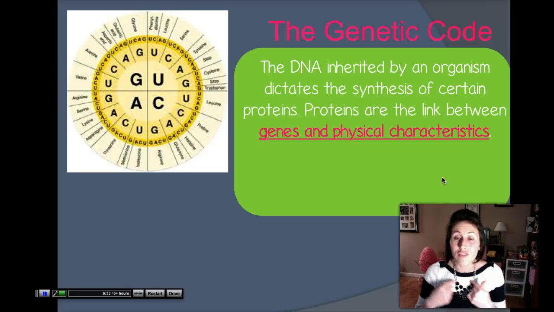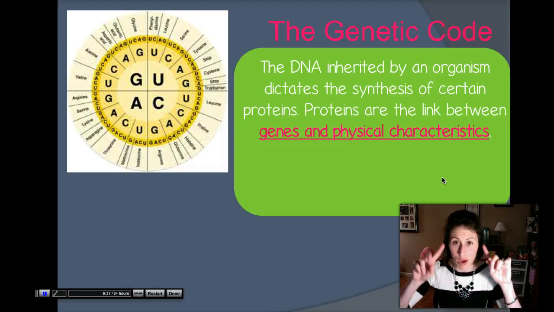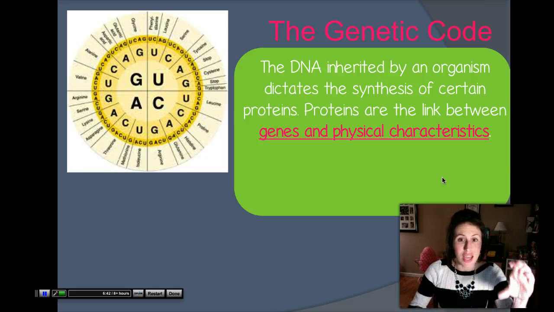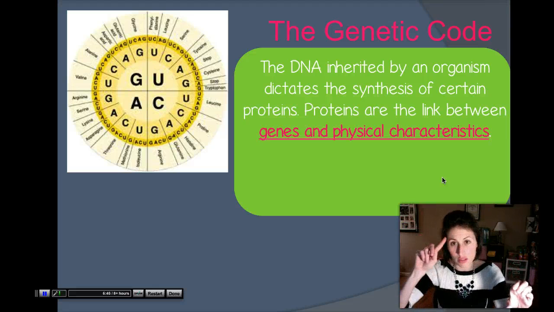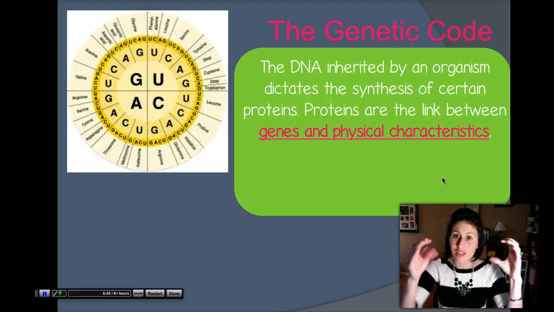Okay, so I have DNA in my body right now that says Ms. Horseman's hair is going to be brown, very dark brown, okay? Those genes say that. The proteins are the ones that are actually going to show it, okay? So that's the link between them.